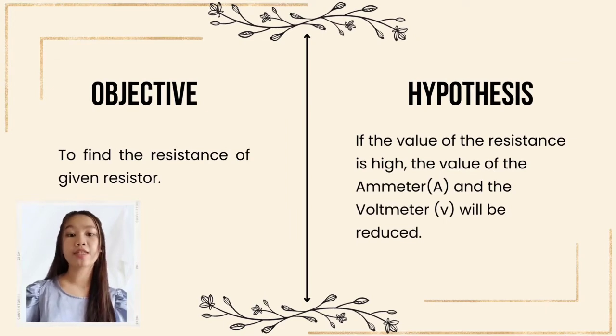Before we start our presentation today, let me explain the objective and the hypothesis of this experiment. The objective is to find the resistance of the given resistor, while the hypothesis states that if the value of the resistance is high, the value of the ammeter and the voltmeter will be reduced.